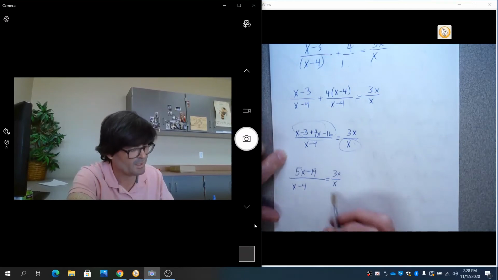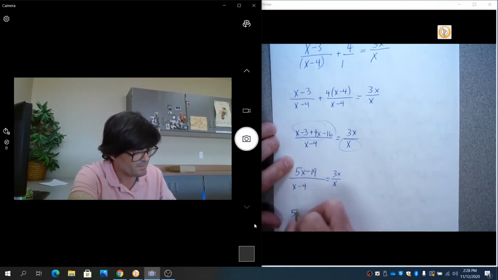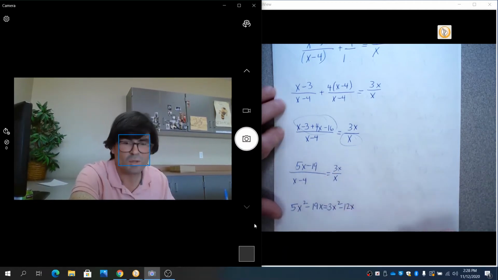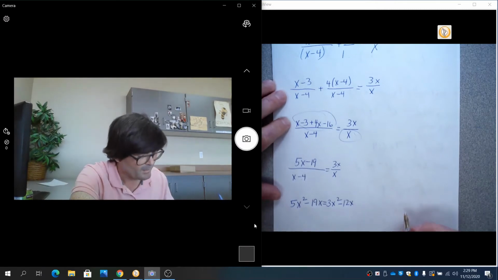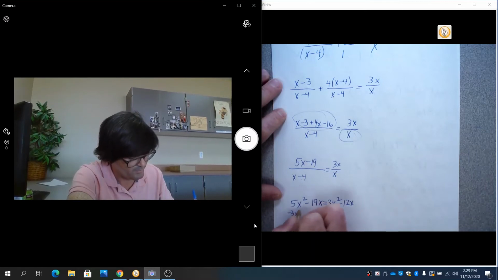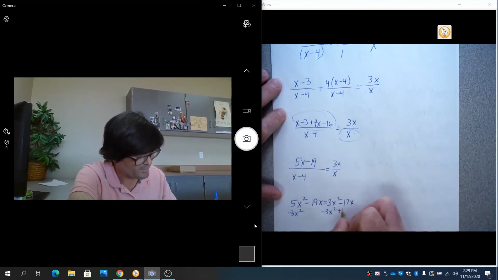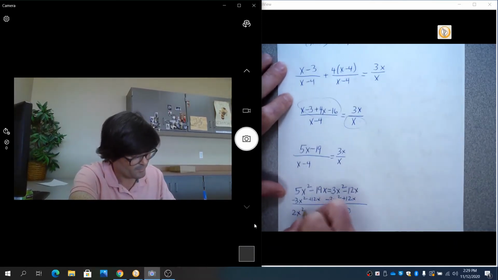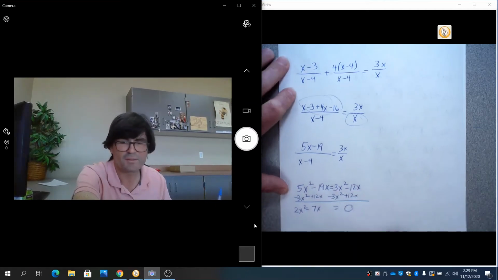So as we cross multiply, I've got x times 5x squared minus 19x equals 3x times x, 3x squared. 3x times minus 4 is minus 12x. I'm going to group everything together. Take away 3x squared. I'm going to add 12x. So we get 0 on the right. I get 2x squared minus 7x on the left.